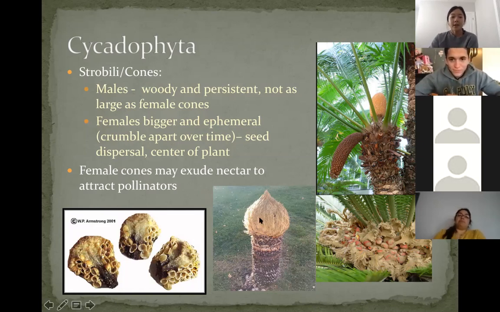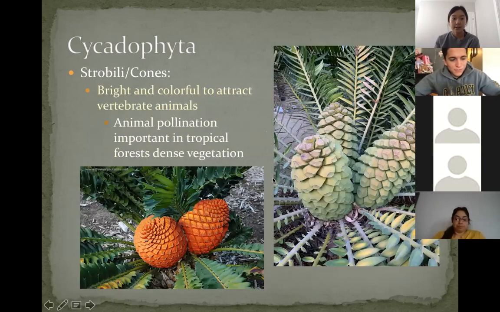Now, sometimes the female cones can exude nectar to attract pollinators as well, because for the most part, cycads are actually mainly dispersed by animals. That's why their cones are usually a lot brighter and a lot more colorful, to attract vertebrate animals. And that's also why their seeds are usually pretty colorful too. That's to attract certain animals.